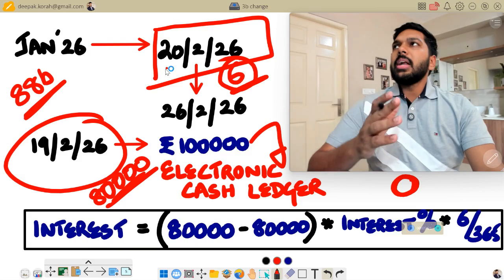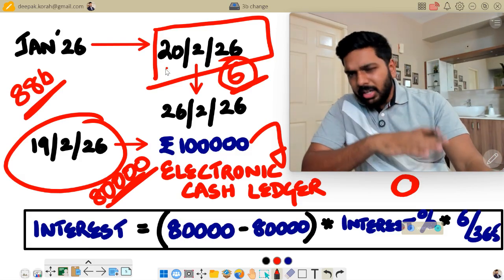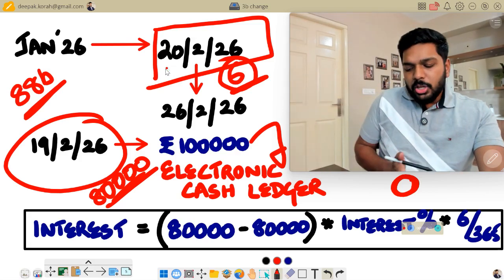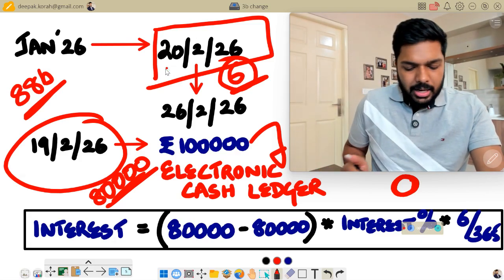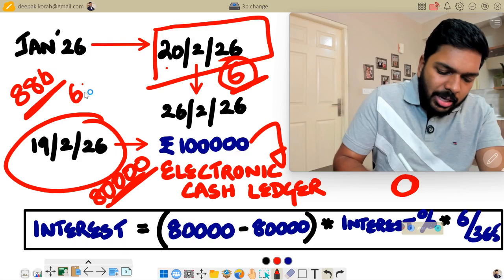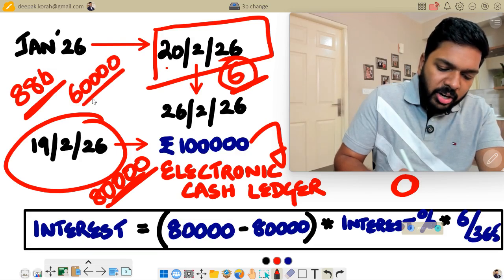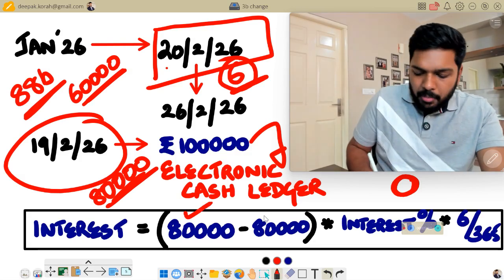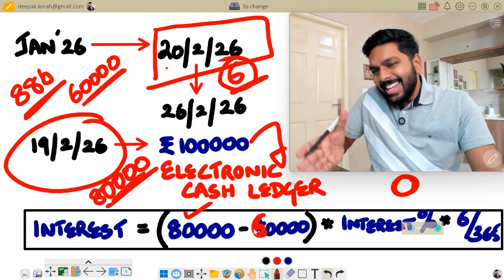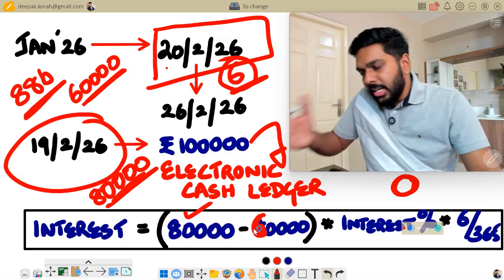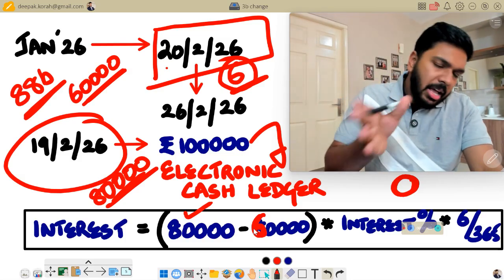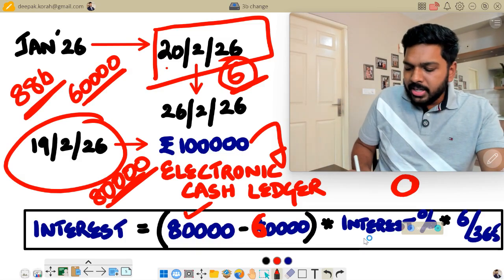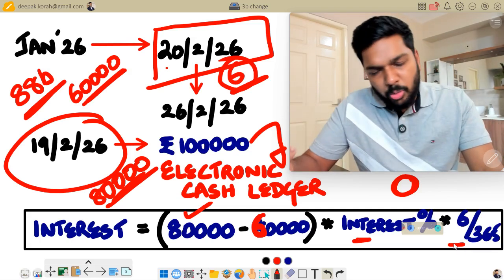So because you deposited 1 lakh into the electronic cash ledger on 19th of Feb, one day before the filing due date of GSTR 3B for Jan 26, you end up paying zero interest in this case. Let's say you deposit not 1 lakh but 60,000 rupees before 20th of Feb 2026. Then in this calculation, 80, which is your GST liability, minus 60 because you have maintained that cash balance from the due date till the date of filing GSTR 3B, because you have done a deposit prior to the due date on the electronic cash ledger. And then 80 minus 60 into interest into 6 by 365 would turn out to be the interest that you would have to pay.